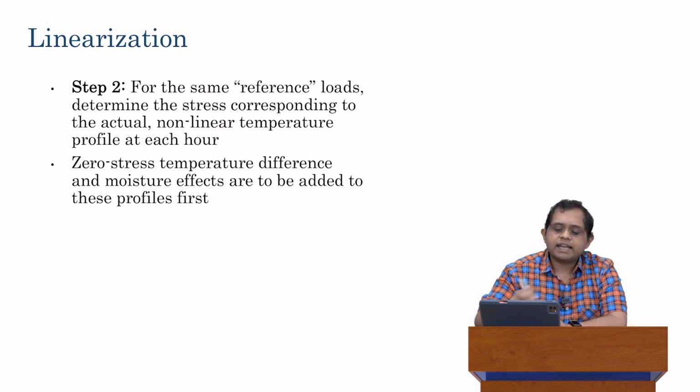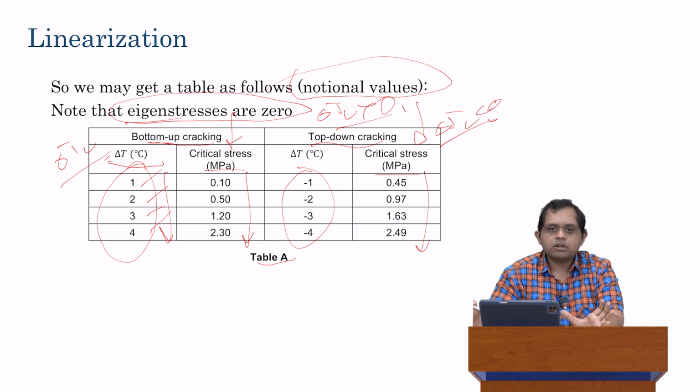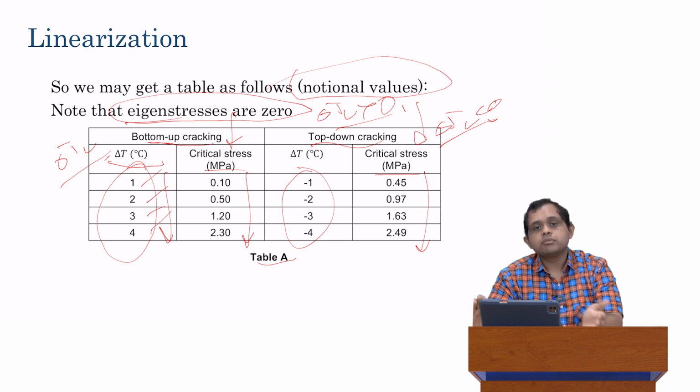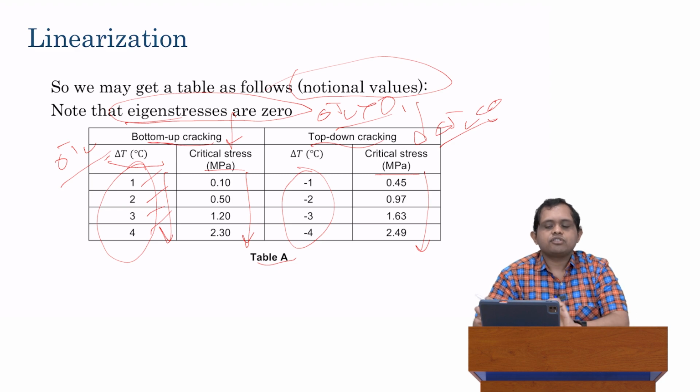So that was step 1. At the end of step 1, we get this table. This is actually a pre-processing step. It can be done even before the rest of the analysis is done. So we get this table for bottom-up and top-down separately. For each value of delta TL, we get the critical stress for the reference load.